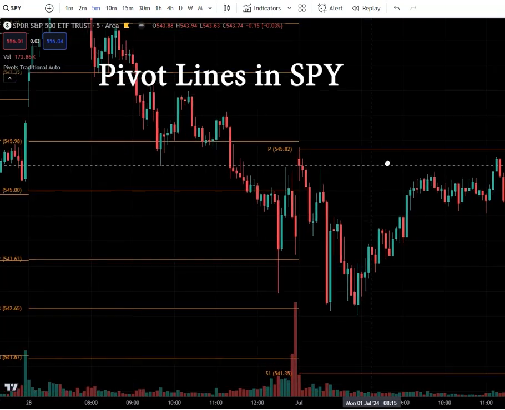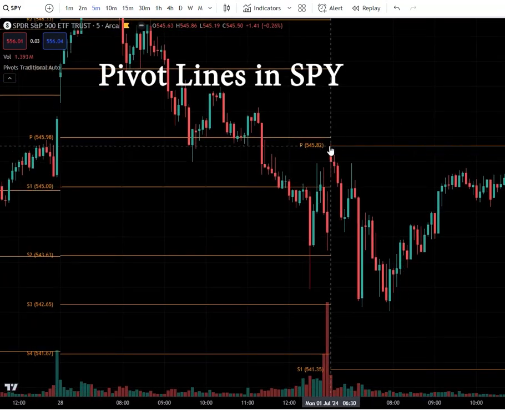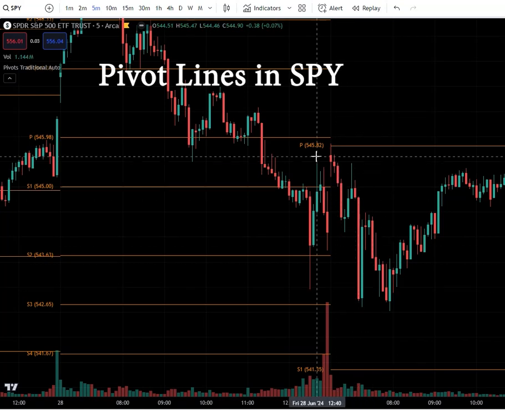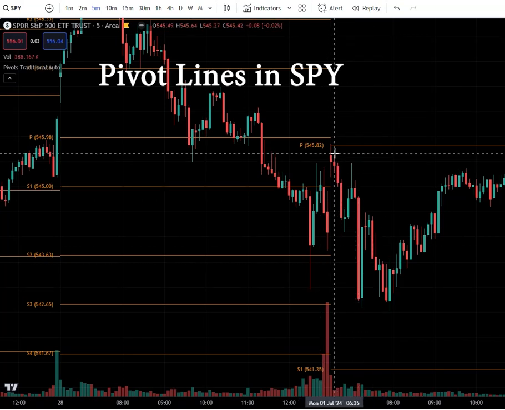Again, this one happens right at the opening. It touches the pivot line and then goes down. It's actually one of the best scenarios, one of the strategies that you can use, especially at the opening for any type of stock. If you see such a reaction, that's a huge possibility for you to make a lot of money.